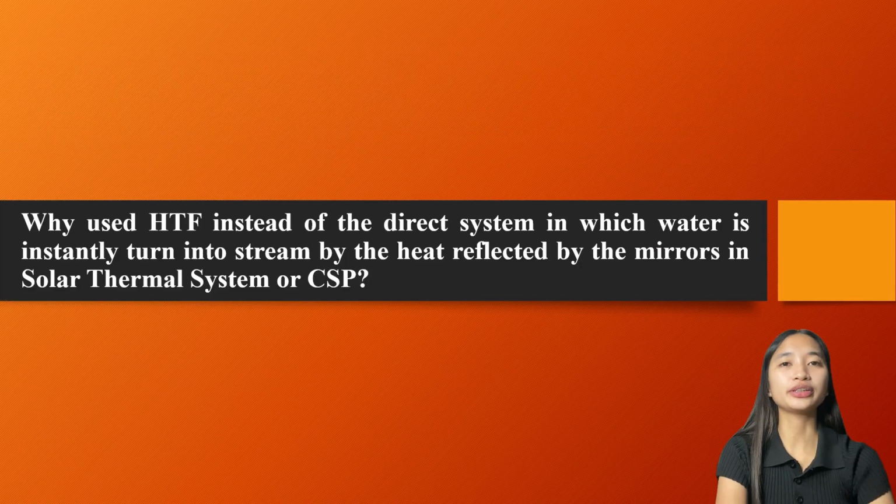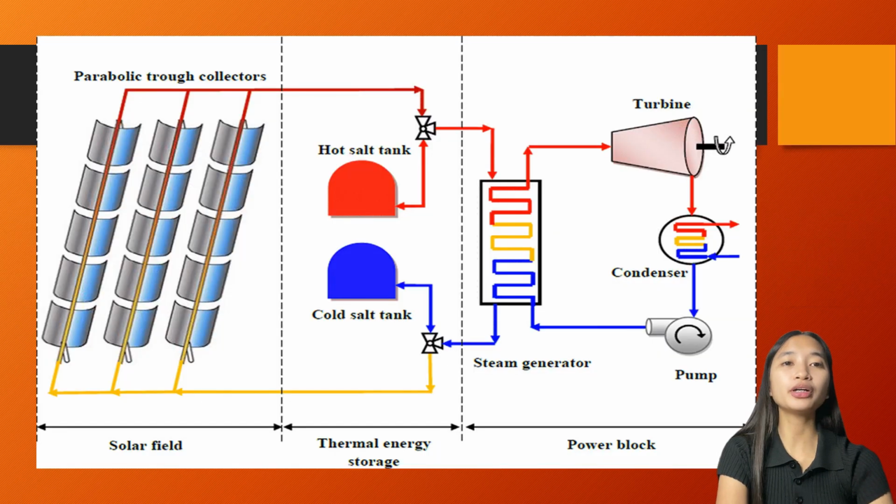So this is the question. Why use HTF instead of the direct system in which water is instantly turned into steam by the heat reflected by mirrors in solar thermal system or CSP? Before that, makikita natin sa naka-flash na picture na yung inside ng tube, ito yung heat transfer fluid.